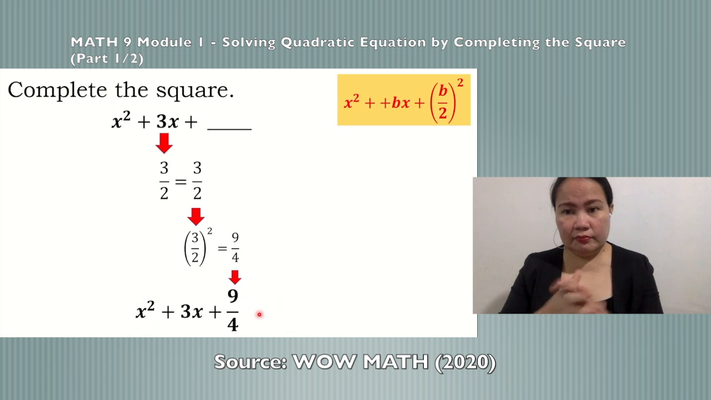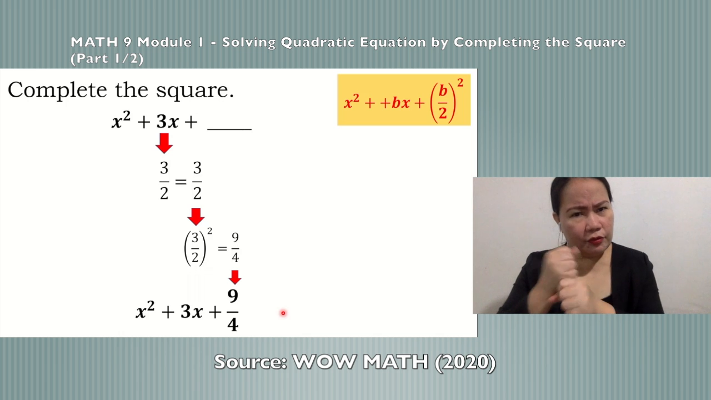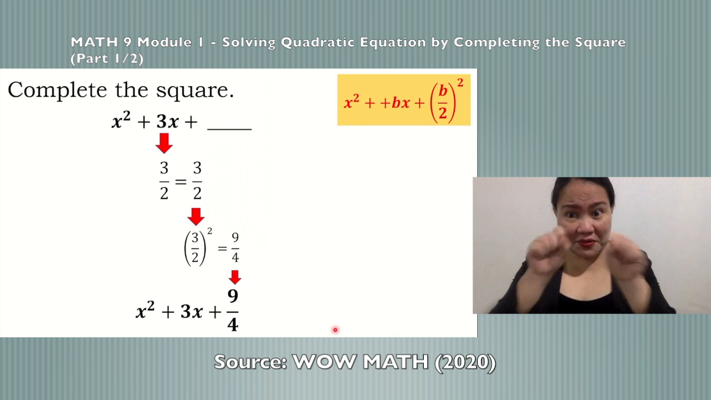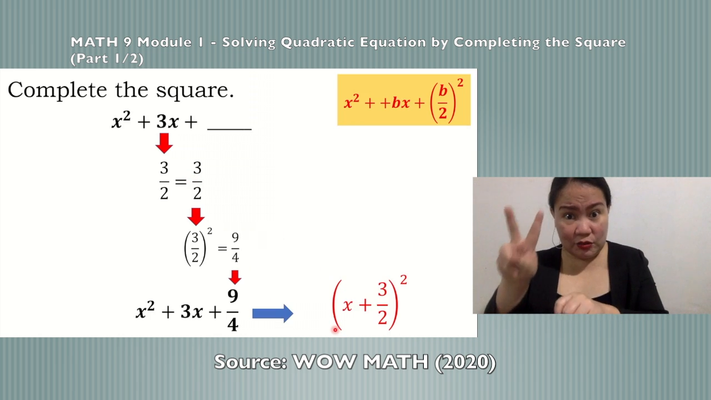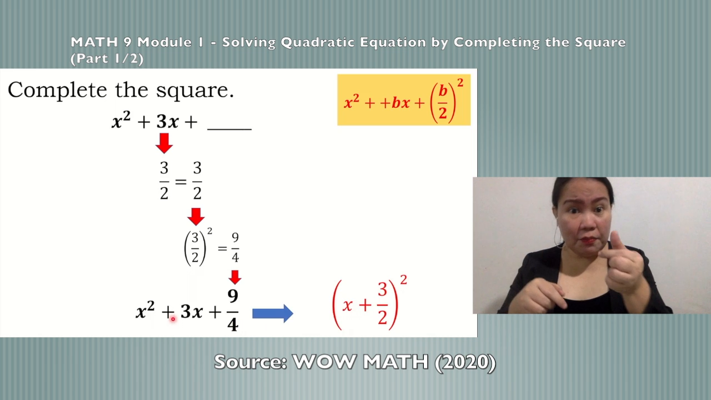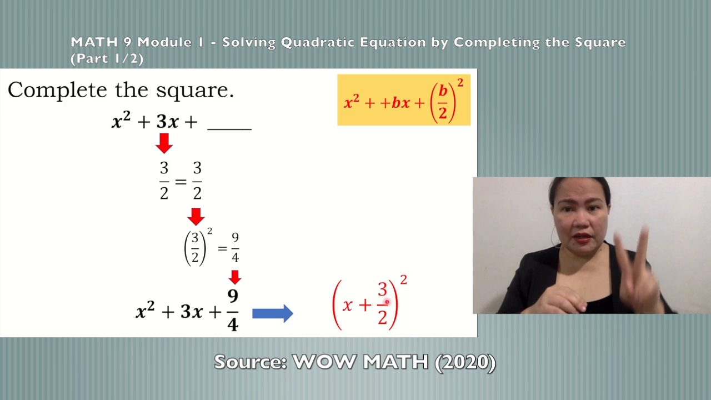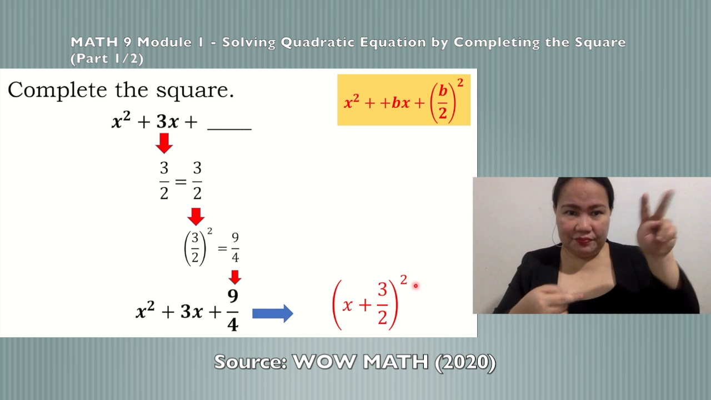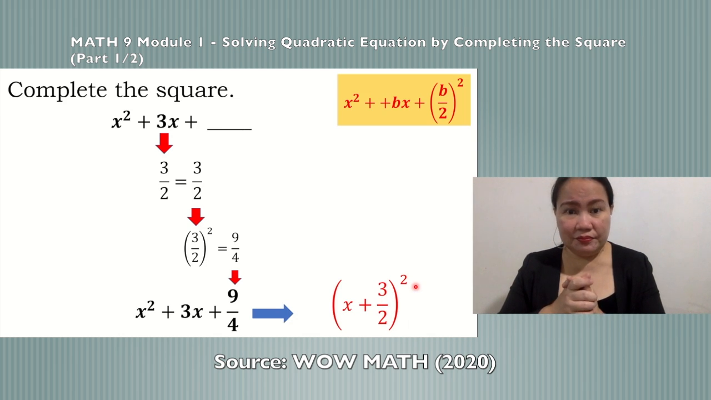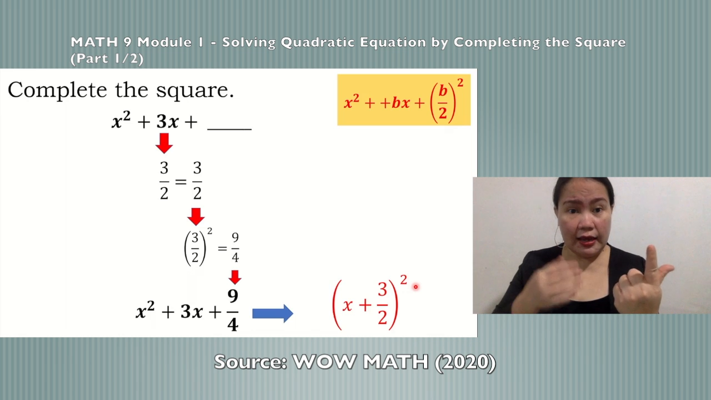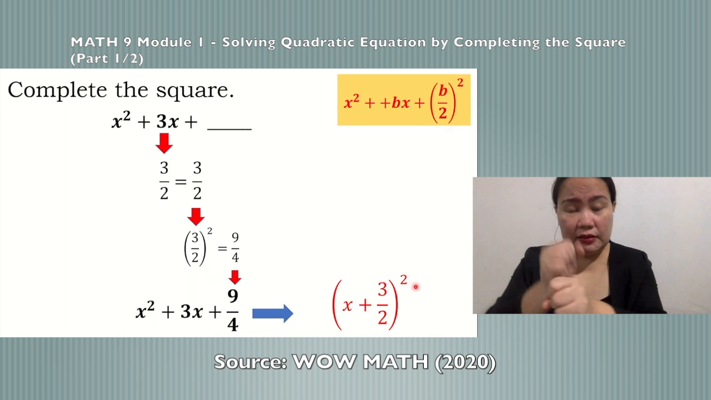So, paano natin kukunin ang square of binomial niyan? Kunin nyo lang yung square root nito. So, x plus. Bakit plus? Dahil ang sign dito ay positive. So, x plus 3 over 2 squared. So, tinuruan ko kayo kung paano gawing perfect square trinomial at from perfect square trinomial, gawing square of binomial.